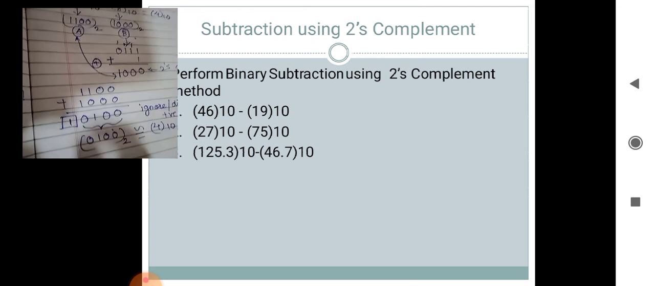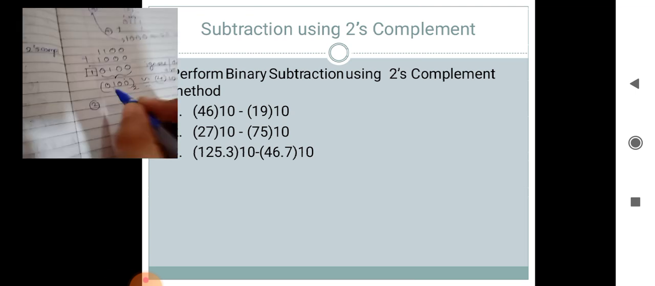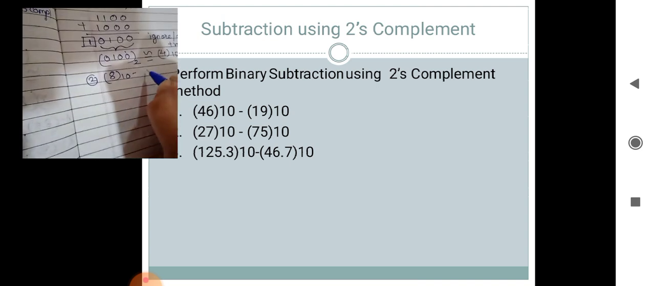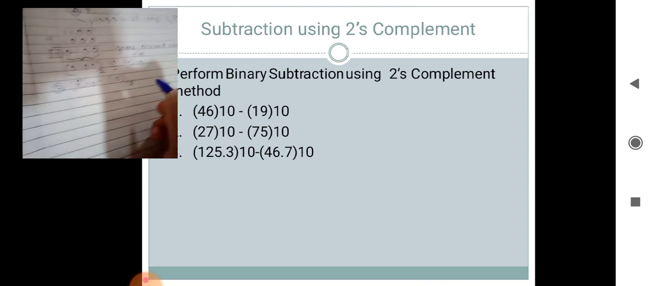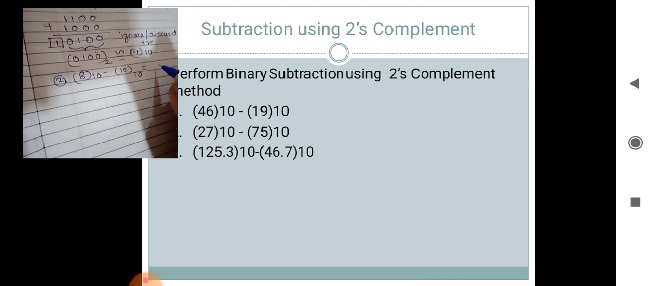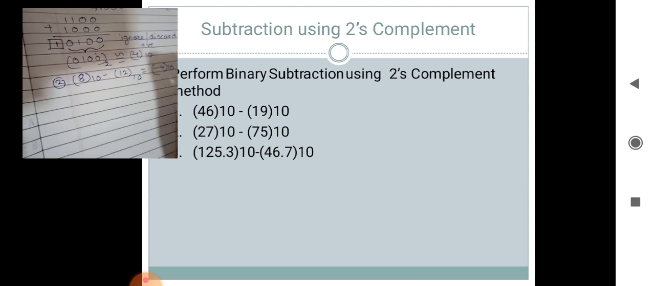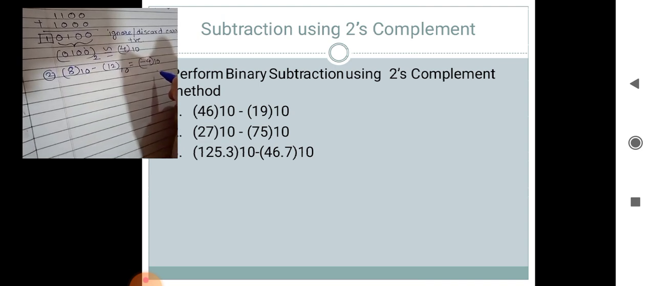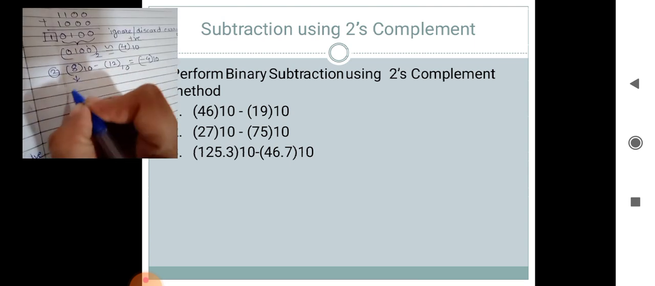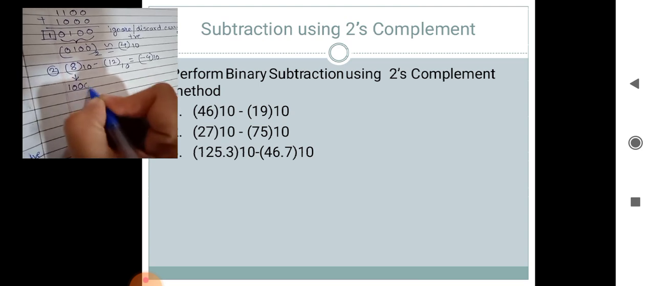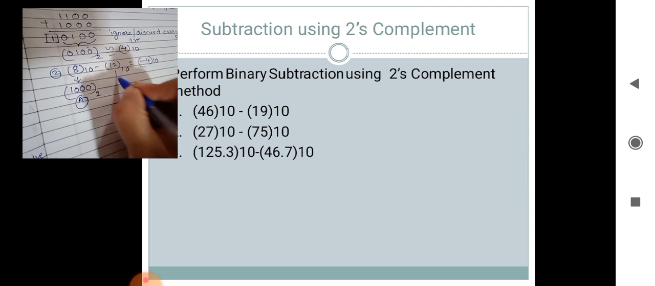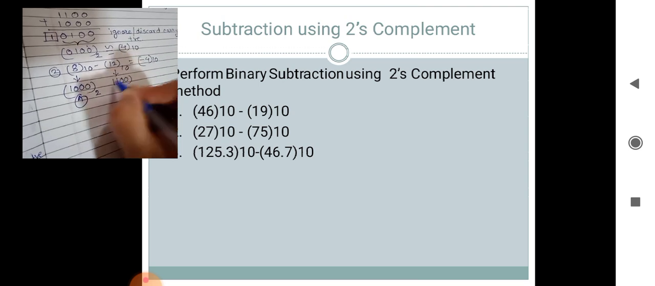Now we'll see another example, that is 8 minus 12. The result should be minus 4 in decimal, and we will prove this minus 4 result with the help of 2's complement subtraction. So first, what is the procedure? We will convert the given decimal numbers into 4-bit binary. So this is A, this is B.